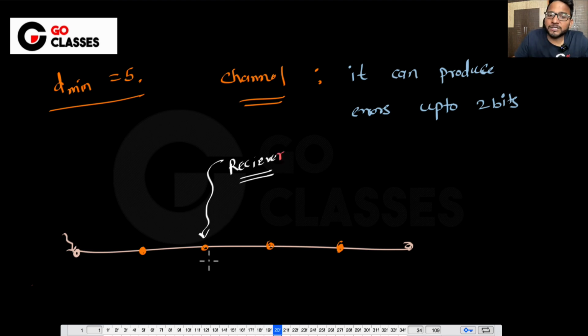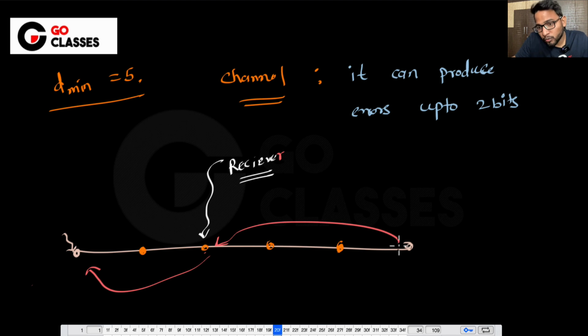See, one thing is for sure: the error can be up to 2 bits, which means if you just check around, you will say this must be the corresponding code word, this one only. Why? If the error can be up to 2 bits, then this can only be converted to this. This cannot reach here, because to make it invalid I need to cross 3 bits, 3 Hamming distance, and that is not my channel's touch. The channel is a little nice to me. It is saying that I can produce error, but don't worry, I will produce error up to 2 bits only. So in this case, I'm 100% sure about the corresponding code word.